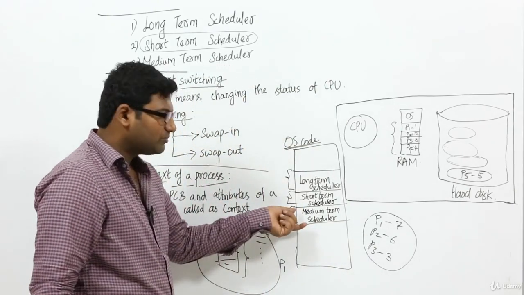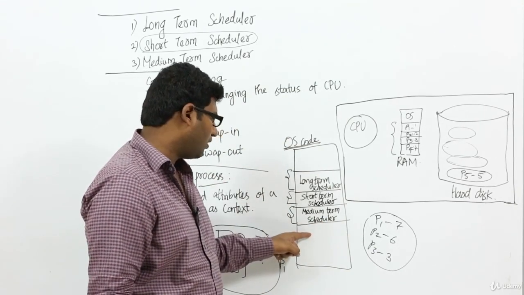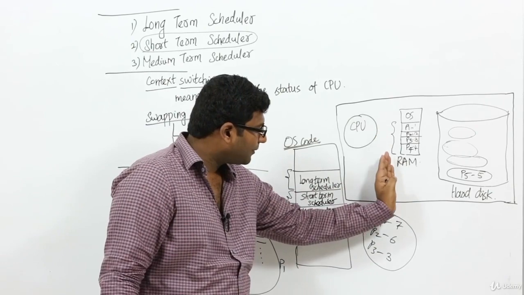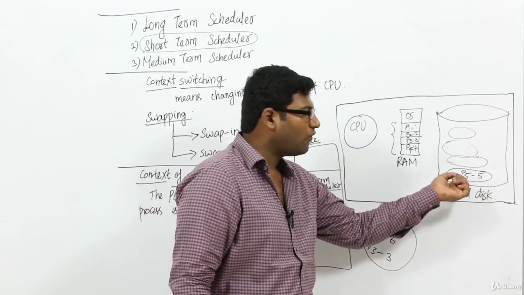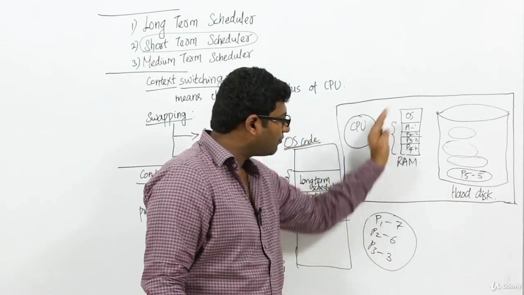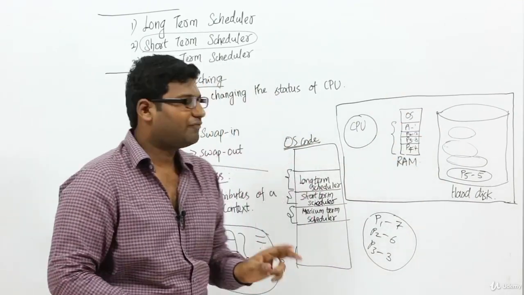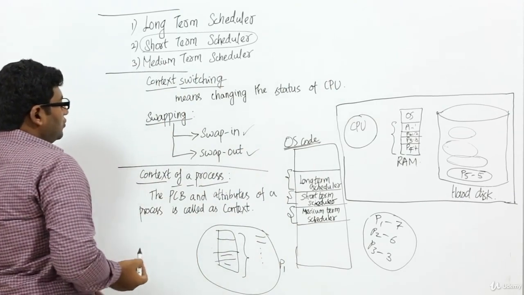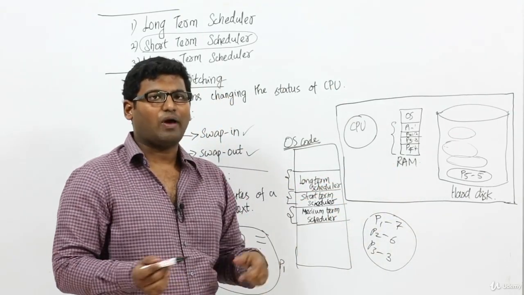The medium term scheduler is itself a function or a module present inside our OS code, which will decide which process should be swapped out of the RAM so that the high priority process can be swapped into the RAM. Swap out means moving a process out of the RAM. Swap in means moving the process into the RAM. That is the difference between swap out and swap in. So this moving out and bringing in is also called swapping.